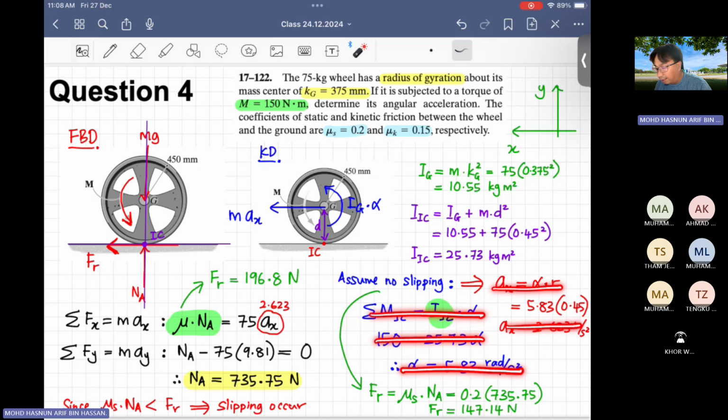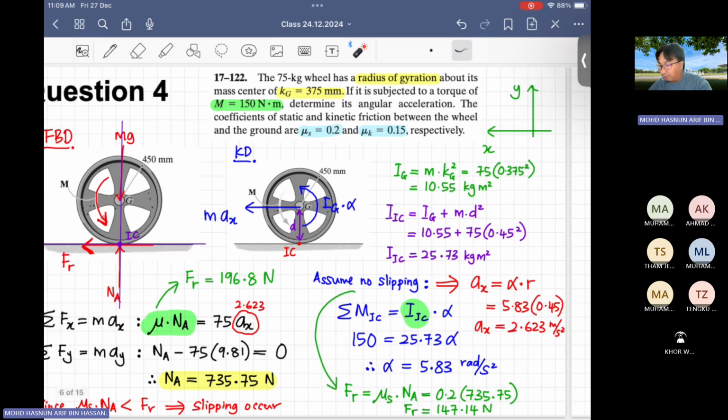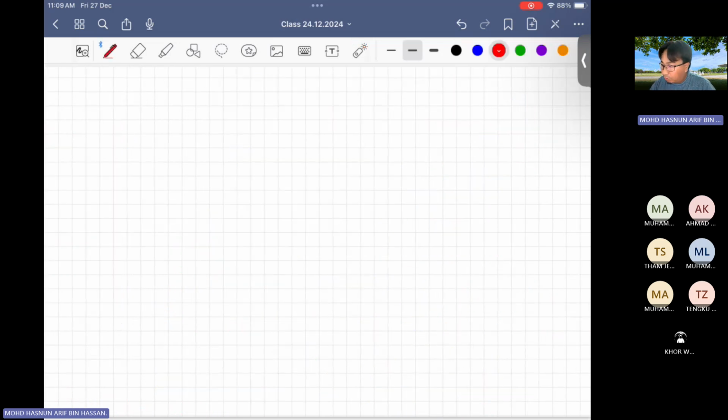So you need to repeat the calculation for the moment. We cannot use the calculation of moment about IC, because there is no more IC. IC is not valid anymore. So let's continue on a new page. So what we do here is, now we know that slipping occurs.